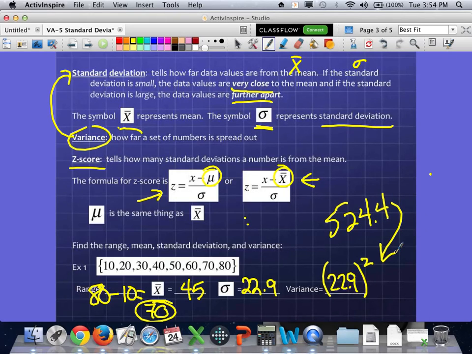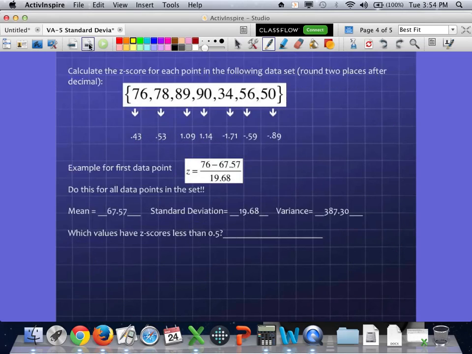Okay? Very, very easy to do. This is not a hard and difficult section to do the standard deviation and all that stuff. Okay? All right, let's go to the next and see what all we have.